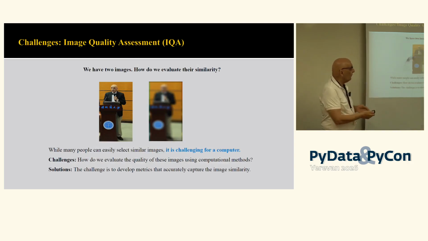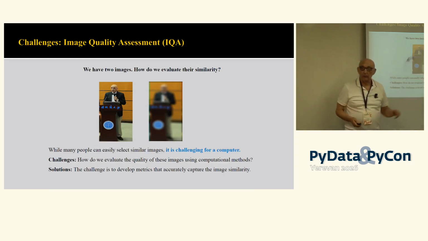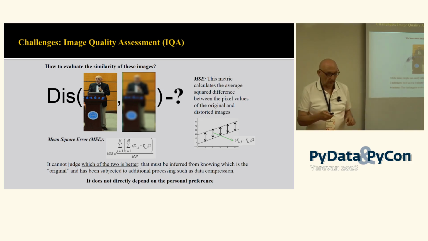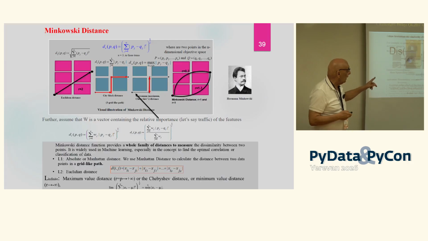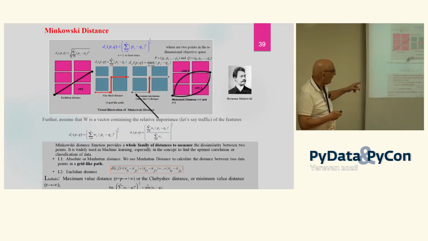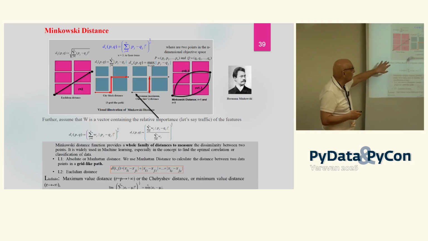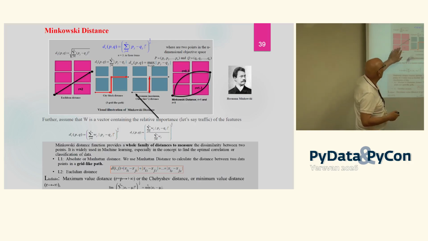Okay, now I'm coming back to this problem. The problem of how to tell whether these images are similar or not. Now, okay, there are different kinds of similarity measures, and today they talk about this. This is mean square error. This is mean square error.